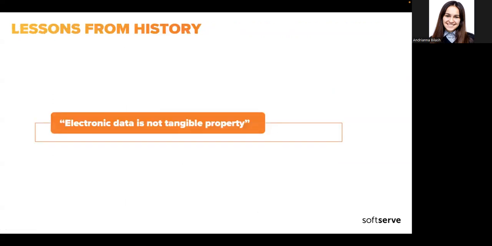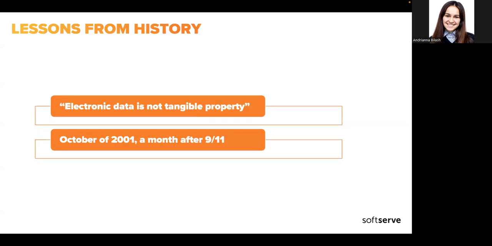There are some really important lessons that were brought from history. Try to look at this phrase and think who might have said or written that for a moment. Electronic data is not tangible property. And it was related to a tragedy that happened on the 11th of September in 2001, when the World Trade Center was attacked by terrorists.